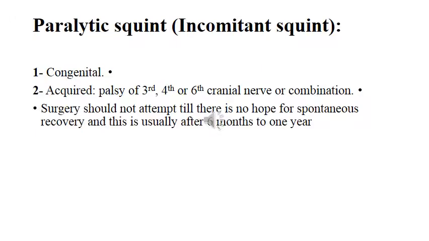Now we have a few notes about the paralytic squint, versus the concomitant squint. As we said, it's due to paralysis of one of the cranial nerves, 3rd, 4th, or 6th, or a combination of them, in one eye or both eyes, or it could be congenital. There is paralytic congenital squint. Usually surgery should not be attempted till there is no hope for spontaneous recovery. So in any paralytic squint, we don't go for surgery until 6 months or 1 year has passed with no recovery or improvement.